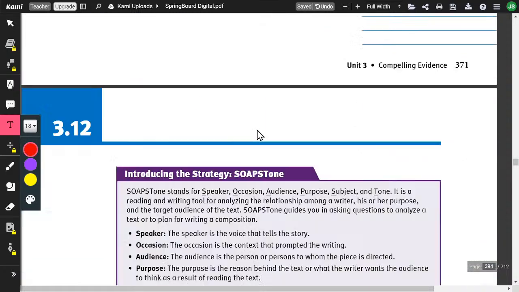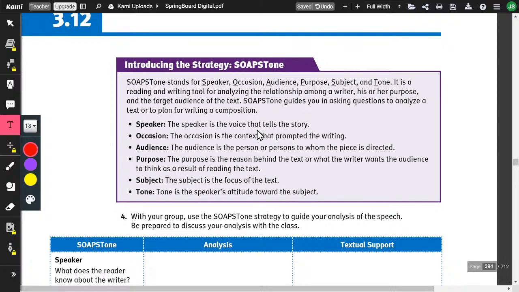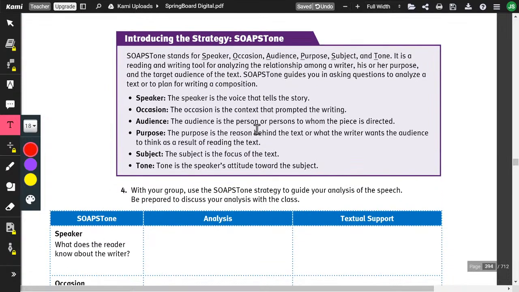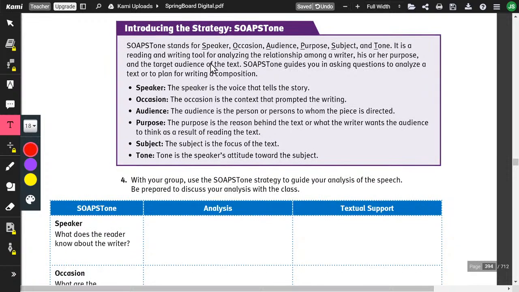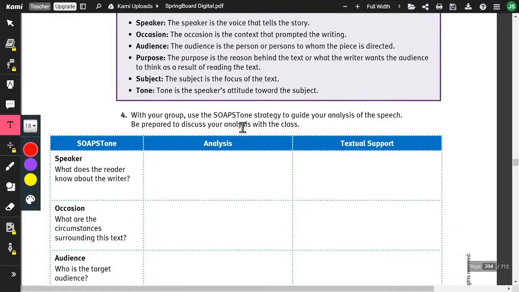But then, here's where I want you to end up, in the SOAPSTONE passage. So this is probably where we're going to finish today. I want to make sure that you guys finish SOAPSTONE. It stands for speaker, occasion, audience, purpose, subject, and tone. So the speaker, obviously, is the voice that tells the story. We say speaker because sometimes the narrator is not the same person as the author. We're about to read a book a couple weeks later, To Kill a Mockingbird. The author is not the narrator. The narrator is the character in the story.